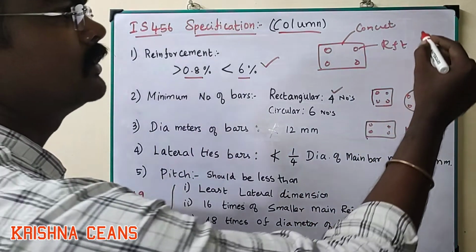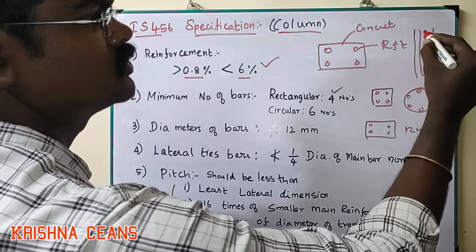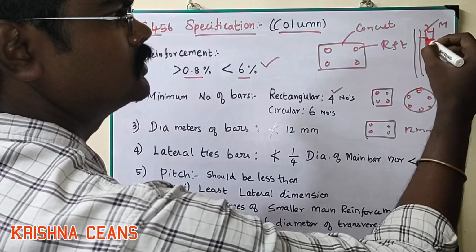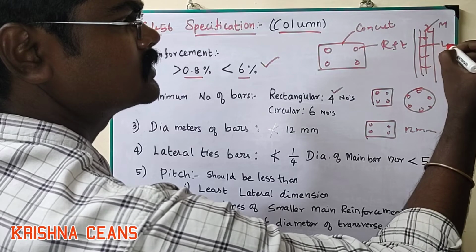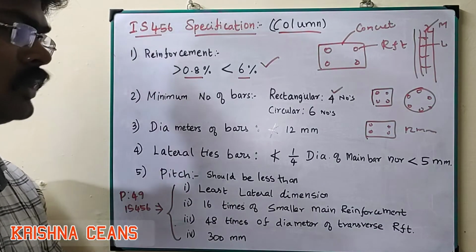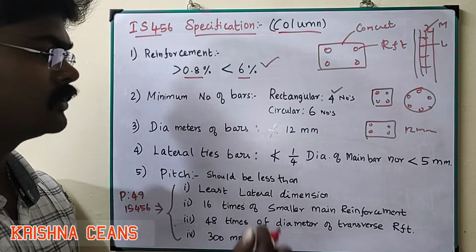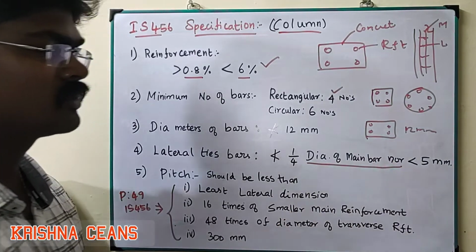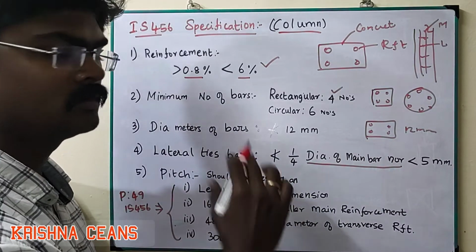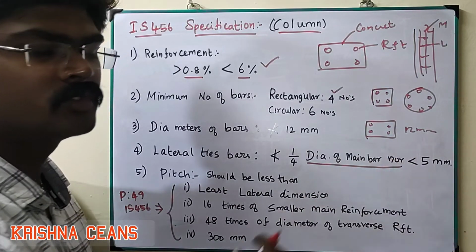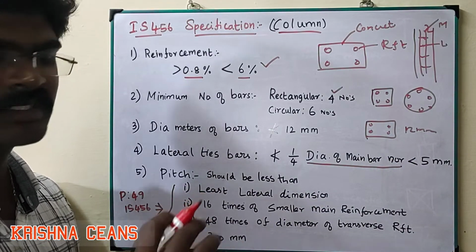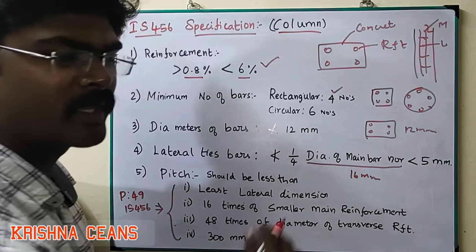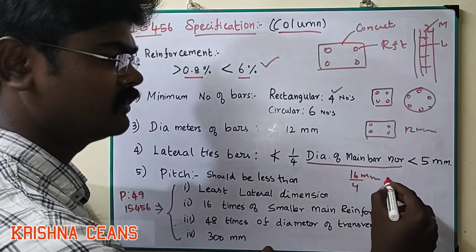Then lateral ties. This is your column reinforcement, and this is your main reinforcement. This one we call lateral ties. Lateral ties are nothing but distribution reinforcement. For that we have to use at least one-fourth of the main bar diameter, and should not use less than 5 mm. If you are using 16 mm diameter bar as the main bar, divided by 4, the answer is 4 mm.